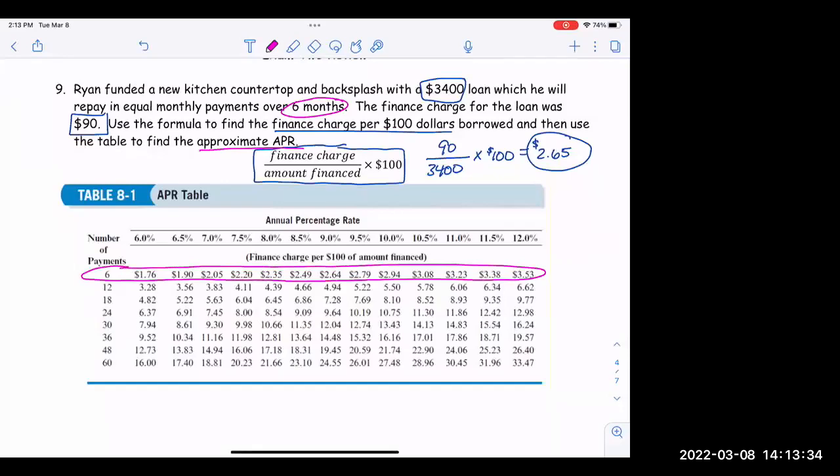And then all I need to do here is just look for the number that is closest to the number I found. So $2.65 is what we got. The closest I'm finding to that is pretty close to that is $2.64. And so then I just see what column is that in, whatever column it's in, that's the interest rate. So this is an approximate APR of 9.0%. Any questions?